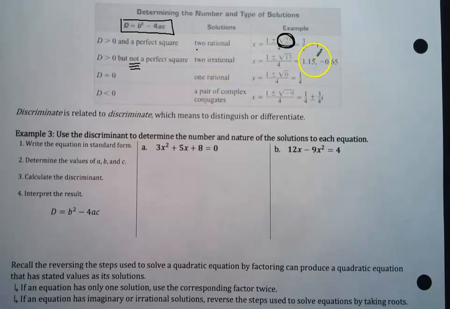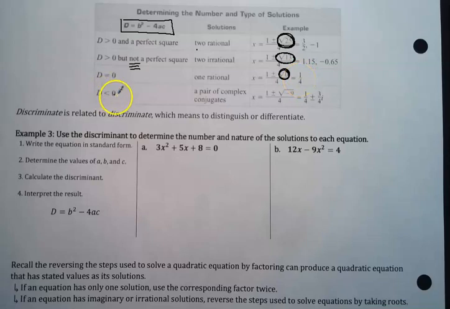So here we have 1.15 and -0.65, but notice it's because the number under the radical, 13, is not a perfect square. So we get irrational numbers. Okay, then if D is equal to 0, so the number under the radicand is 0, we get one rational answer, 1/4.